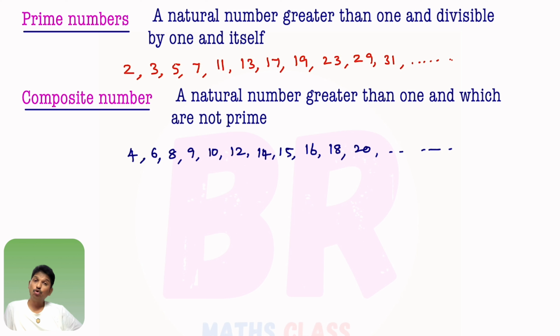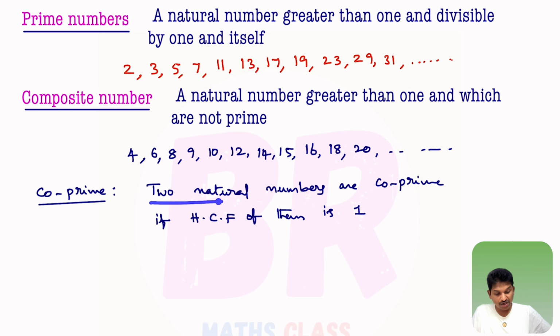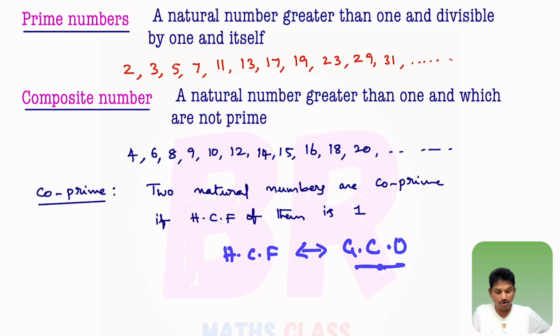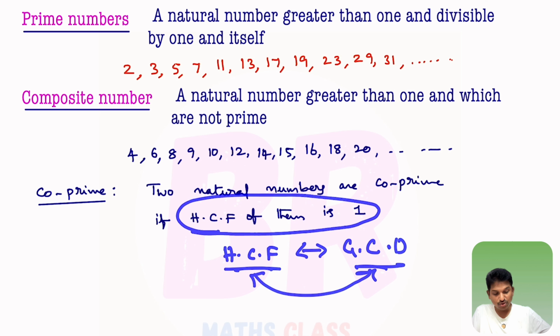Okay, what are coprime numbers? In JEE, we will find many problems related to coprime, and previous year questions also asked the concept of coprime. Two natural numbers are said to be coprime if the highest common factor of them is 1. Highest common factor is also known as the greatest common divisor. If the GCD of two natural numbers is 1, then we call them coprime.